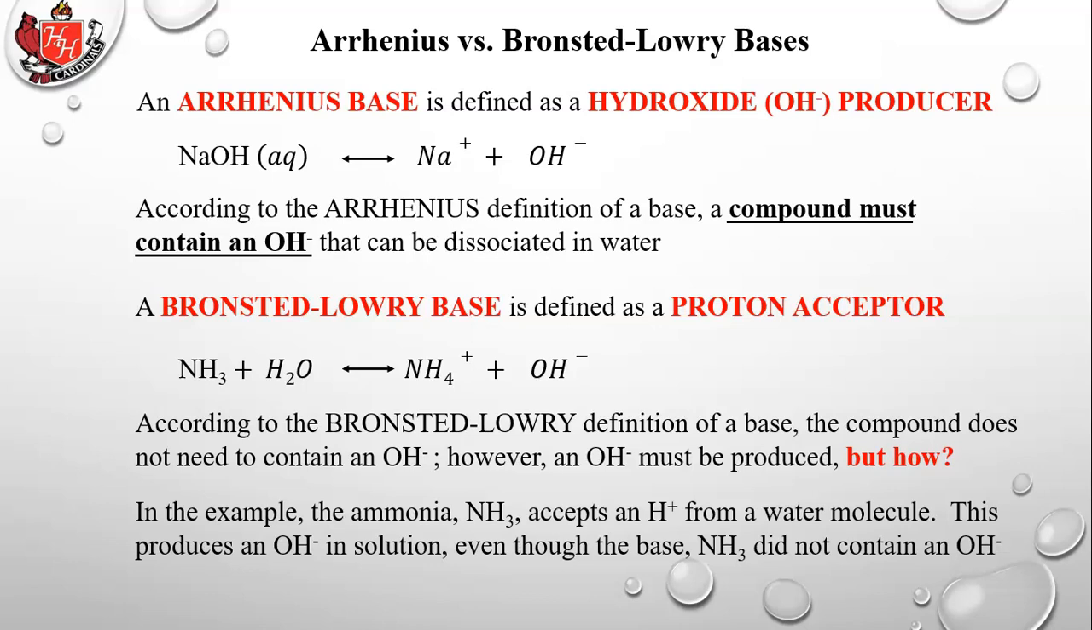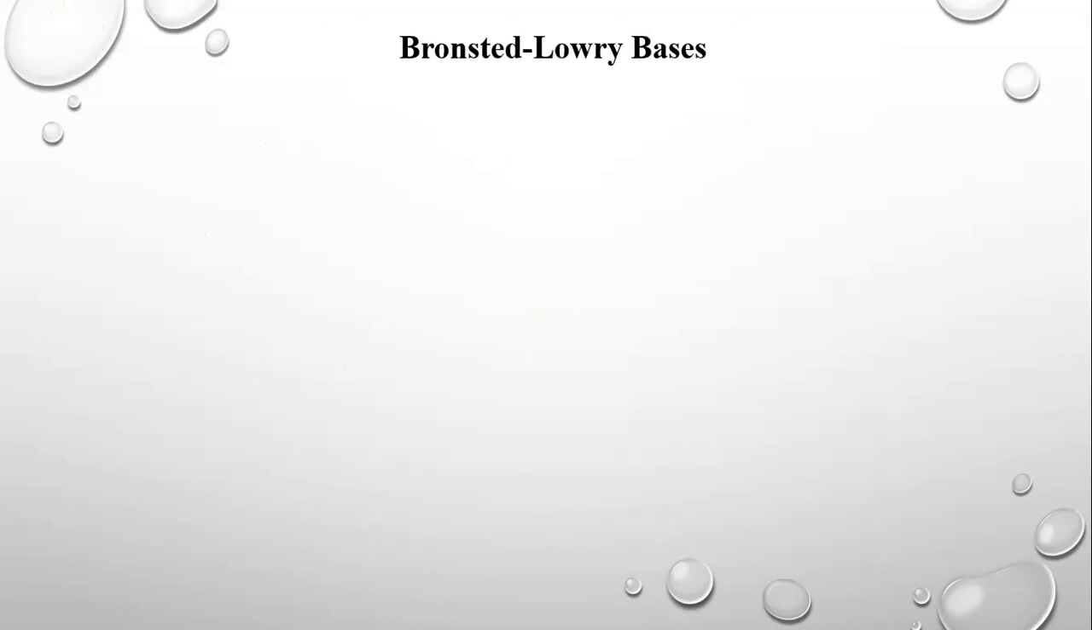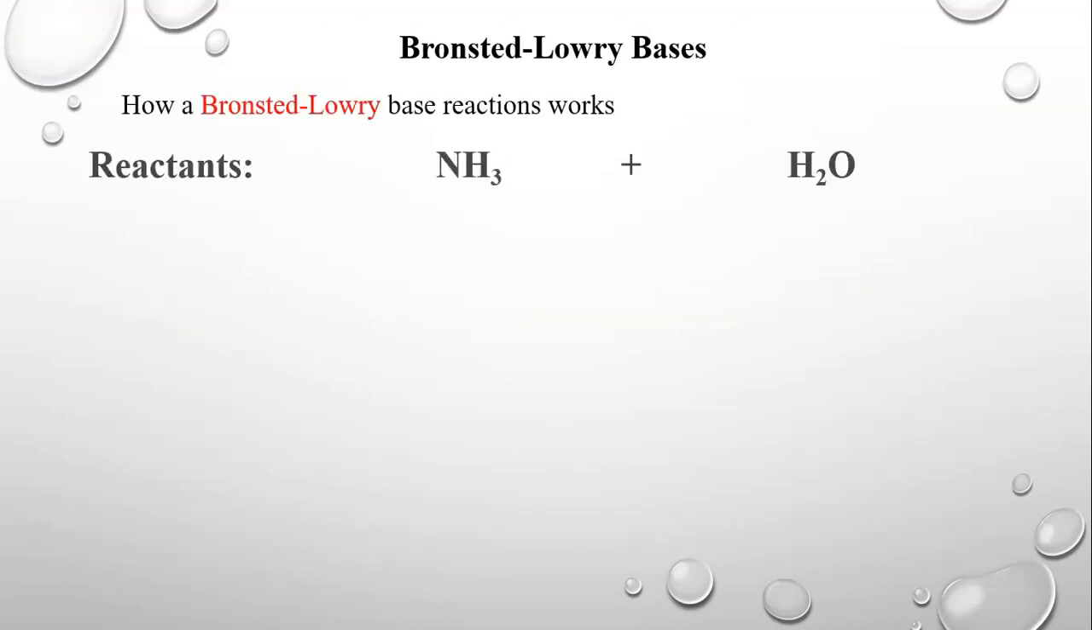But it did leave the electron behind. So what you have now is OH minus. That's a broken water molecule. That's basically a water molecule without one proton, OH minus. So that's how the base did that. That's how a Bronsted-Lowry base reaction works.